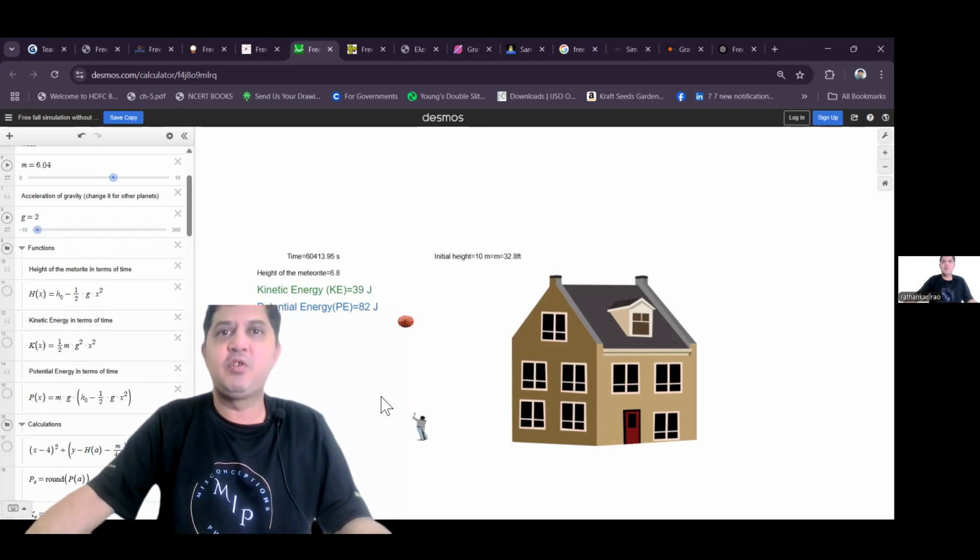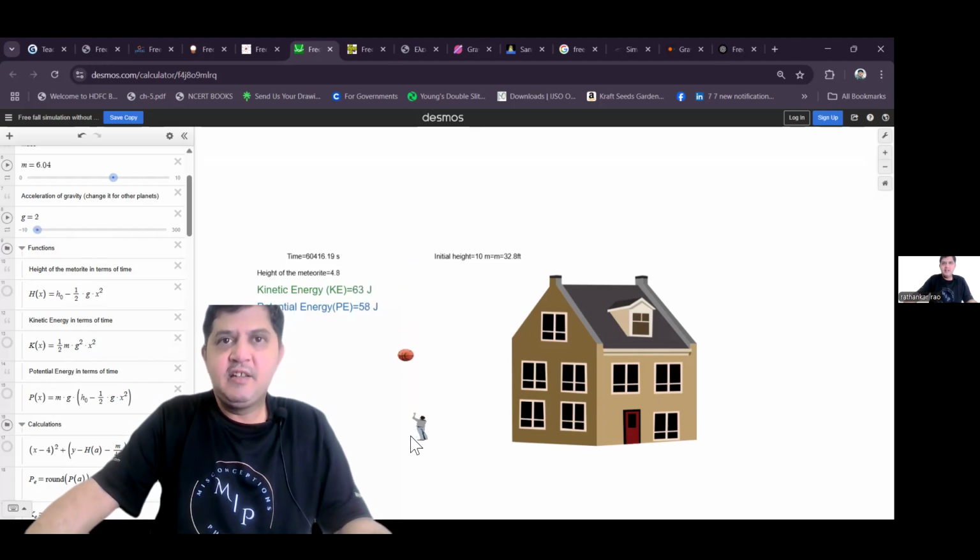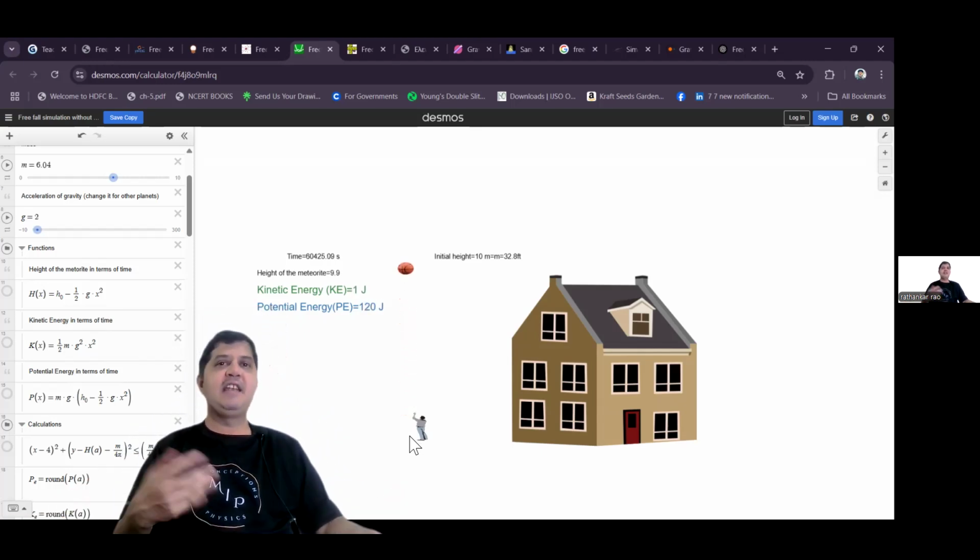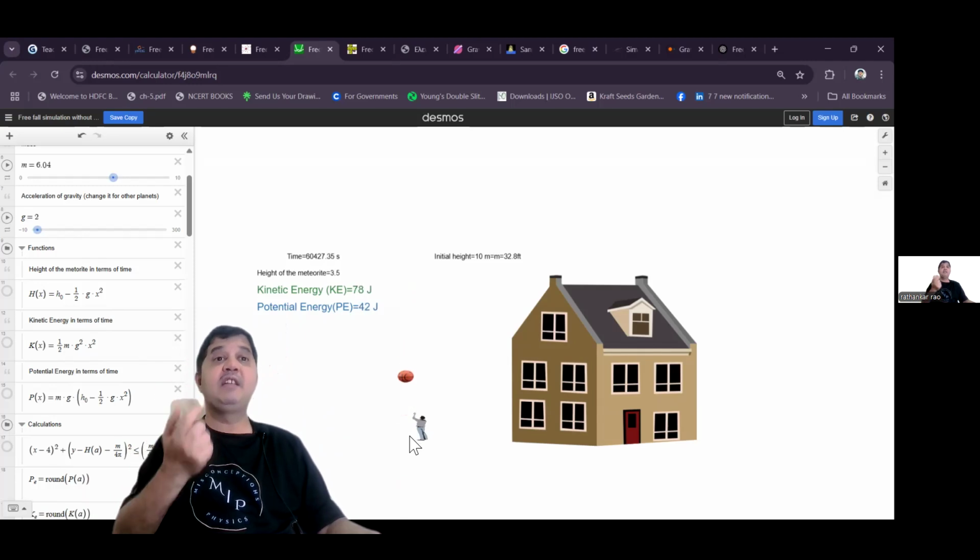Right, I'll put in G equal to 2. Now look at this kinetic energy here. The kinetic energy at this point, at the top, was 0. At the bottom, it's around 117 or something. So now you see the kinetic energy and potential energy change when the value of G changes.